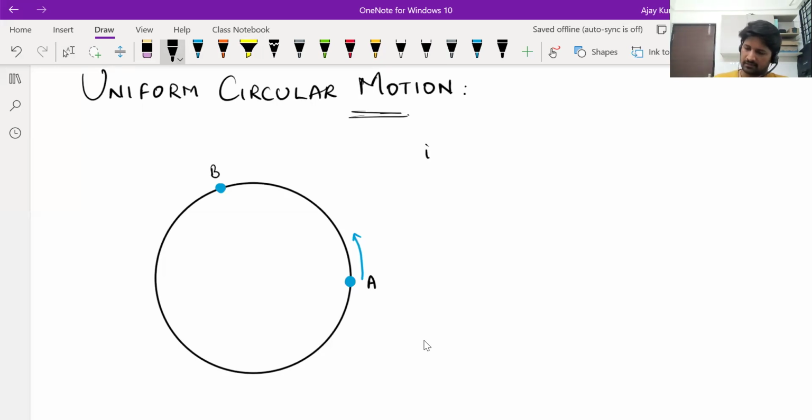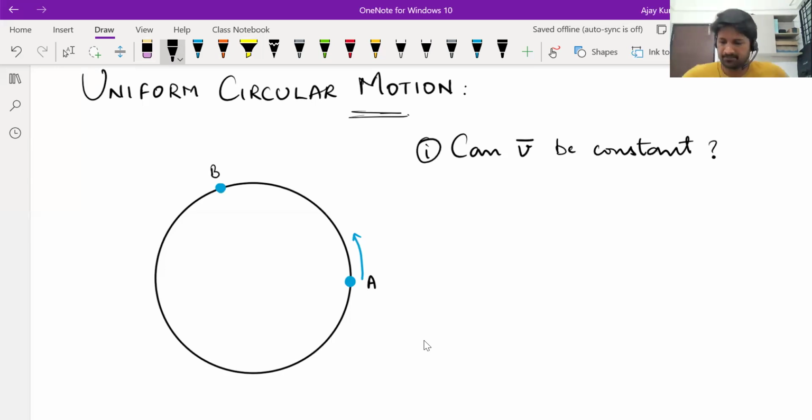So tell me, first thing, in circular motion, we'll discuss what is uniform circular motion. We still didn't come to that point. But in circular motion, as the object moves along this curved path, can velocity of the object be constant? Is it possible for an object to move along a circular path with its velocity being constant? Any answer, anyone?